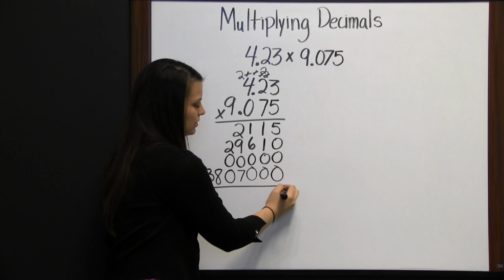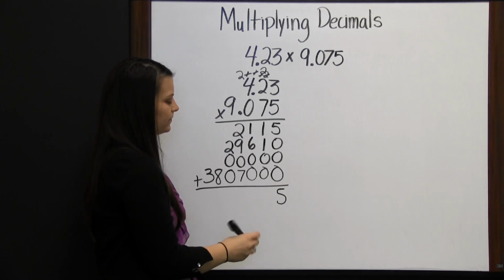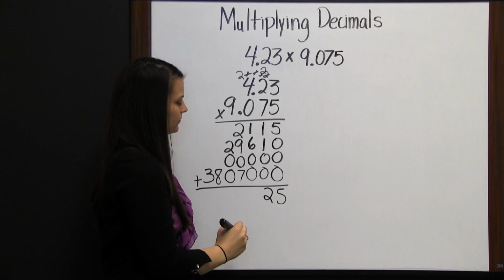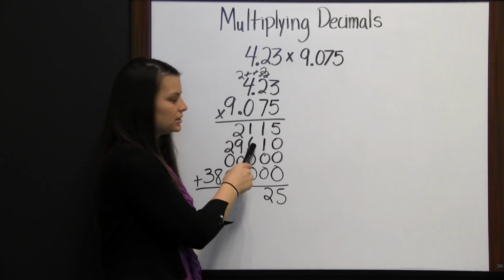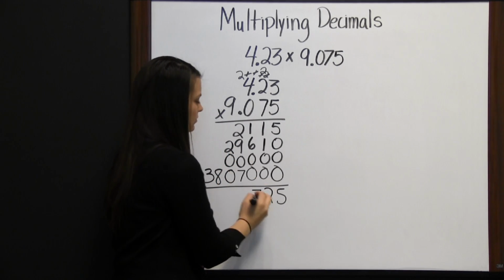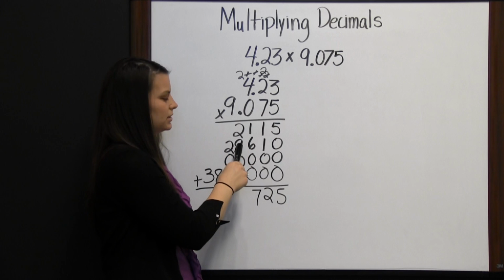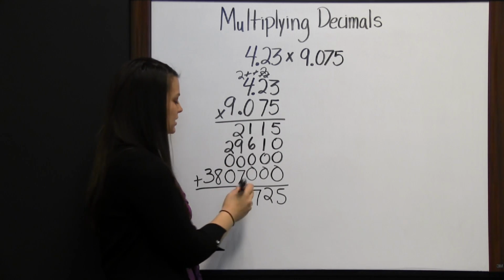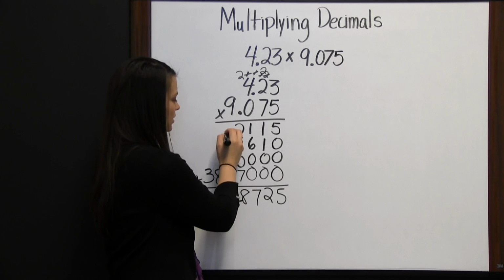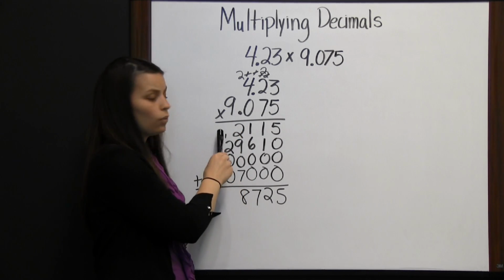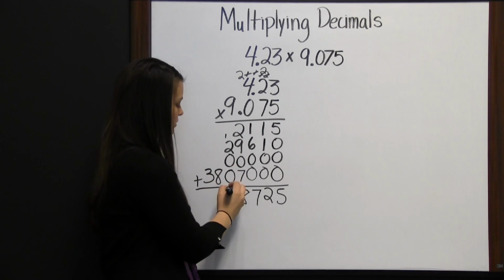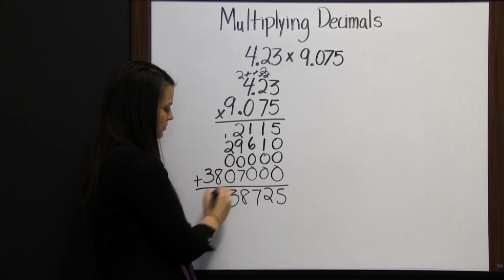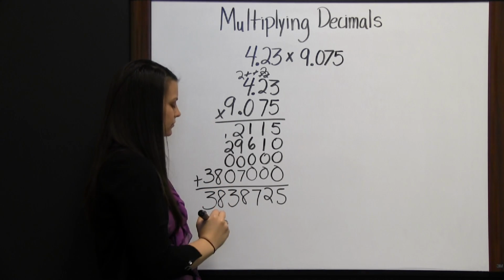5 plus all these zeros gives us 5. 1 plus 1 is 2. 1 plus 6 is 7. 2 plus 9 is 11. Plus 7 is 18. Write our 8. Carry our 1. 1 plus 2 is 3. And then we have 8 and our 3.